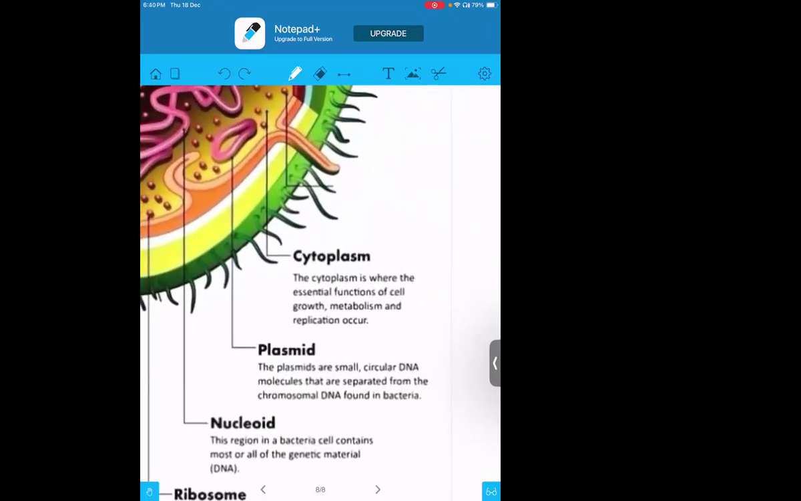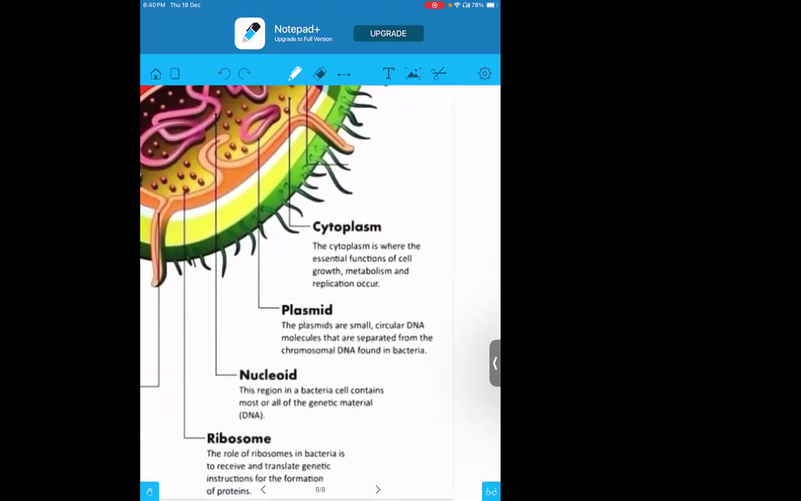The cytoplasm is where essential functions of cell growth, metabolism, and replication occur. Okay, read for the plasmid also. The plasmids are small circular DNA molecules that are separate from the chromosomal DNA found in bacteria. Okay, good. Charan, read the function of nucleoid and ribosome.